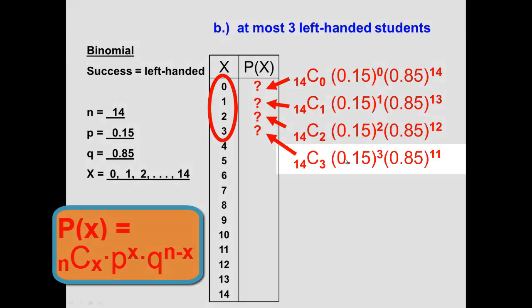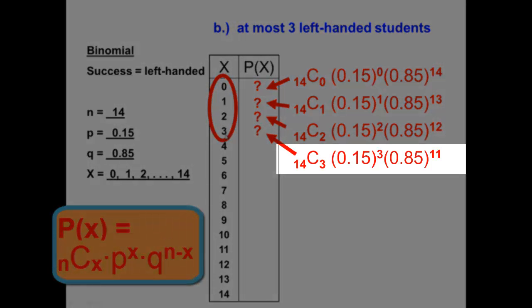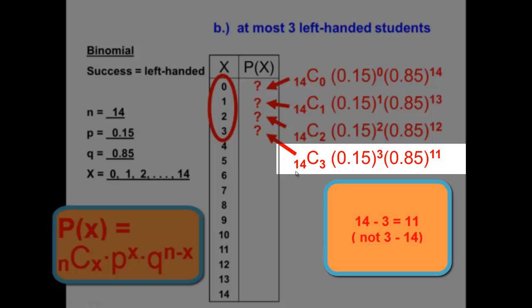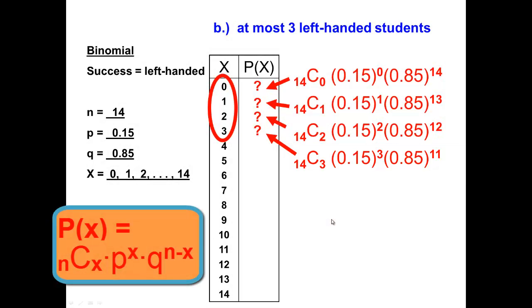And lastly, with our number of successes being 3, that would be the total of 14 choose 3 for our combinations, and the 3 being the number of successes. Then our probability of success, 0.15, raised to the number of successes, which is 3, times 0.85, and the 11 is the number of our failures. 14 minus 3 leaves 11 failures. Then place each of those in the calculator.